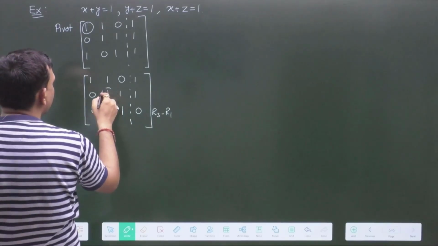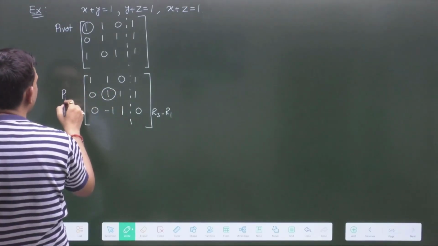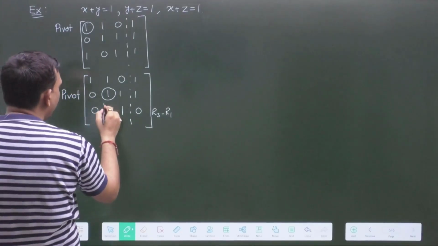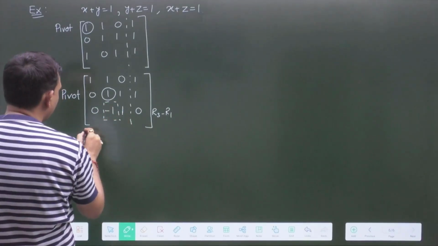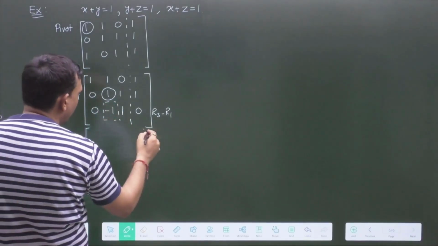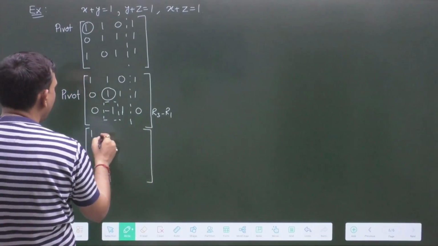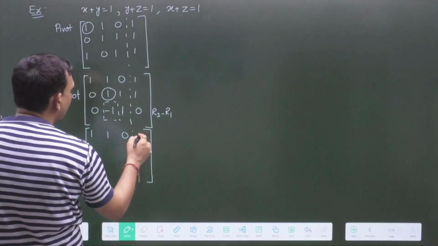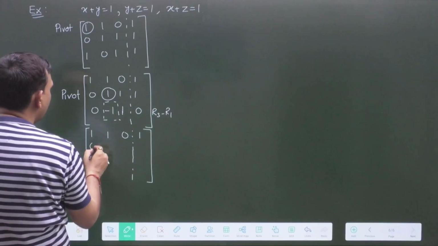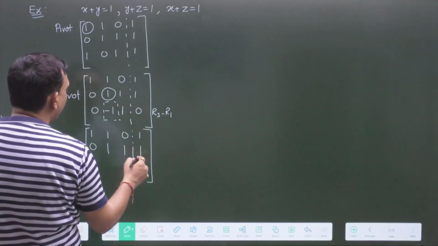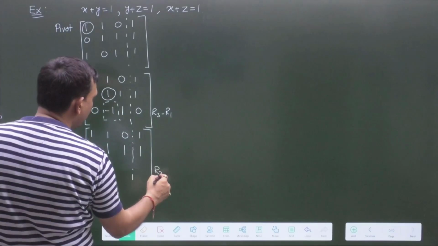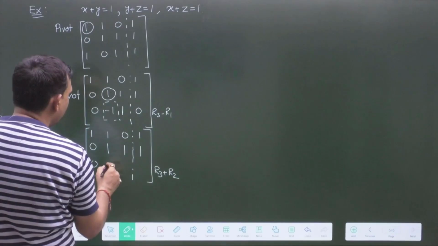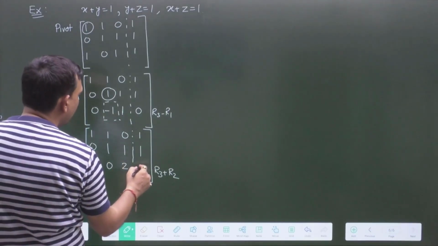Now we will take this as a pivot row, and we want to eliminate this to be 0. So this is 1, 1, 0, 1, and this is 0, 1, 1. Now you have R3 plus R2. So this will give you 0, 0, 2, and 1.